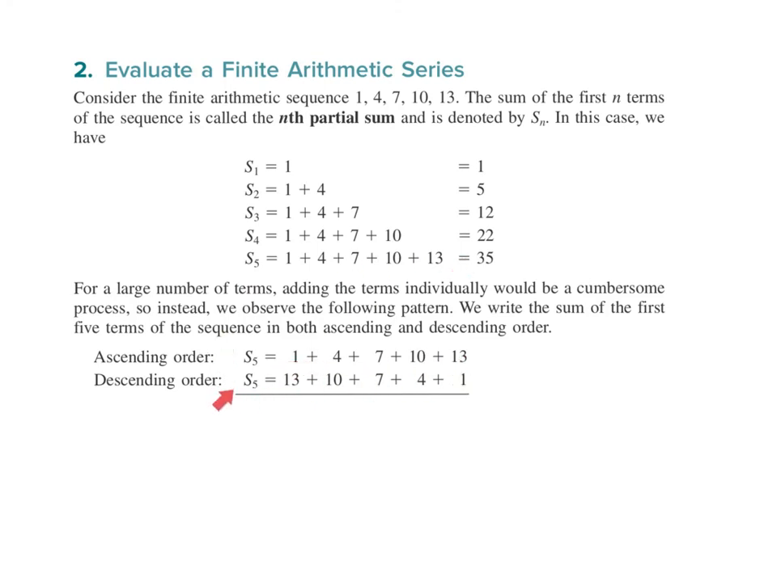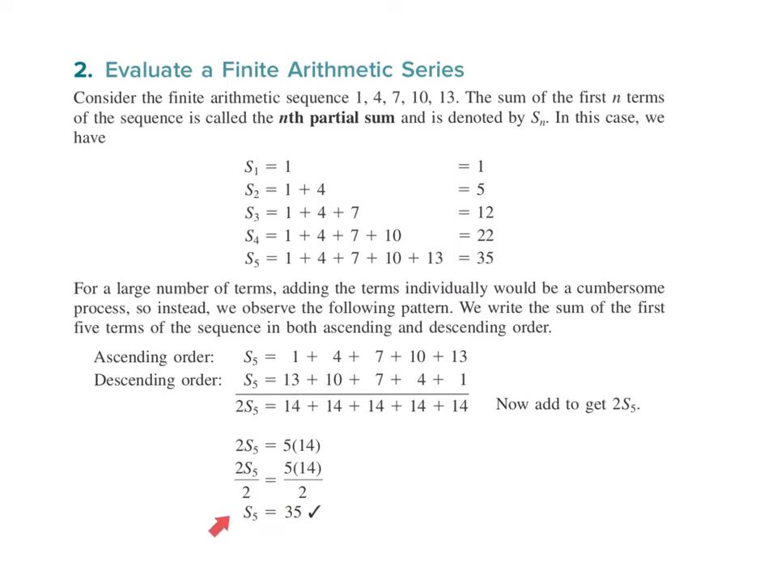Now notice what happens if I combine them together. What do I get all the way down? 14, 14, 14, 14, 14. And I get 2 of this S sub 5. Well, this is 5 14s. It's the same thing as adding them up. Now, if I want to get that partial sum by itself, I would get 35, like we already have.